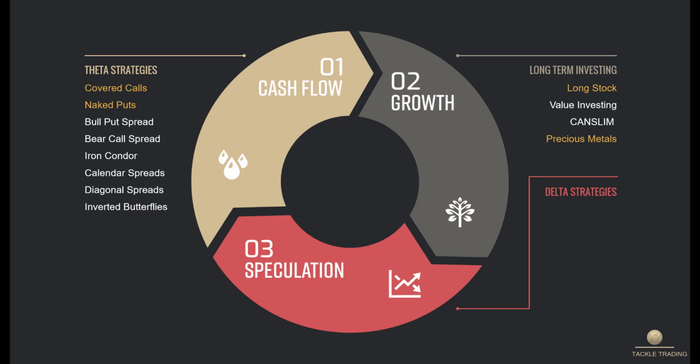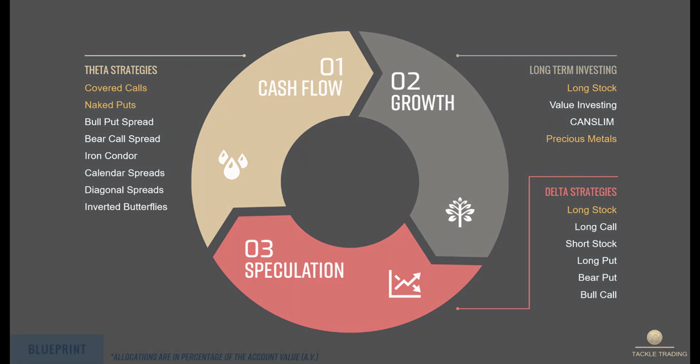And then speculation trades are more aggressive in general and typically have lower position size and lower asset allocation. You want to be very conservative with how much money you allocate in speculation systems, such as long stock in swing trading, long call in swing trading, short stock in short-term trading, long put, bear puts, and bear calls. Those are just a few of the examples.